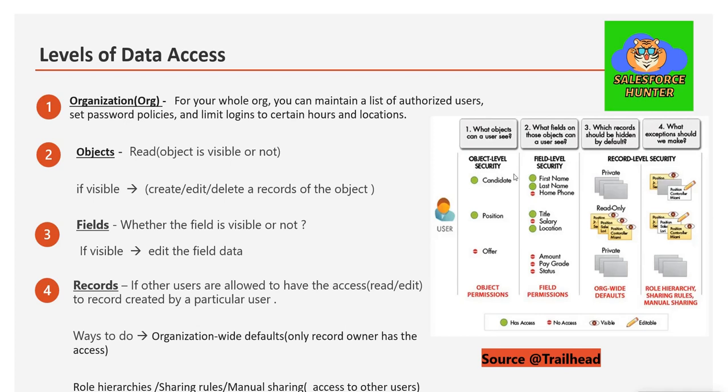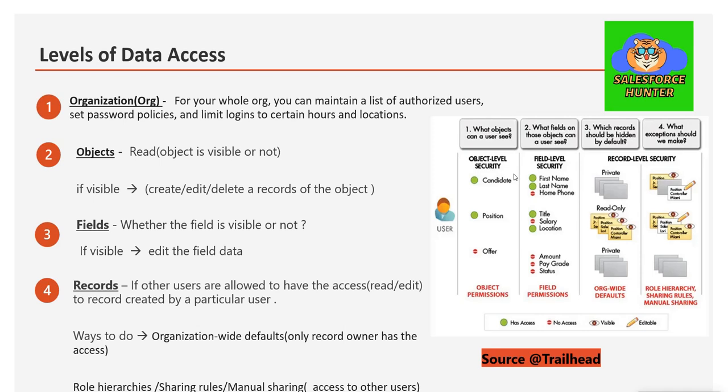Okay, now let's come to the field level security. Suppose the candidate has 4 fields. The user will have the access to first name, last name, but not home phone. Okay, now we come to position. Now position has three fields: title, salary and location. The end user is not able to see the salary because that field doesn't have the read access. And similarly for offer, the user is not able to see any field, since the object is not visible to the user, he can't see any other field. Okay, so that's one thing.